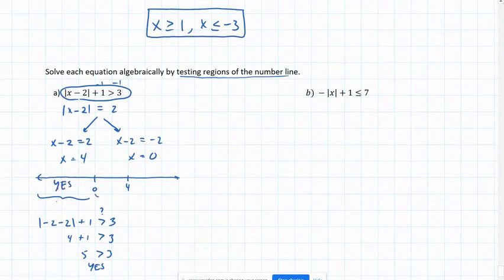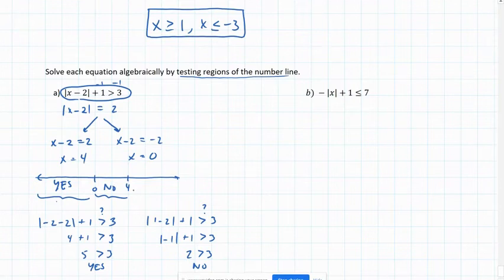Okay, now we're going to try a number in here, a number in between 0 and 4. Let's try 1. If we plug in 1 for x, the absolute value of 1 minus 2, plus 1, is that greater than 3? This is going to be the absolute value of -1, which is +1. 1 plus 1 is 2. Is 2 greater than 3? And that is no, that's not true. So this is a no region.